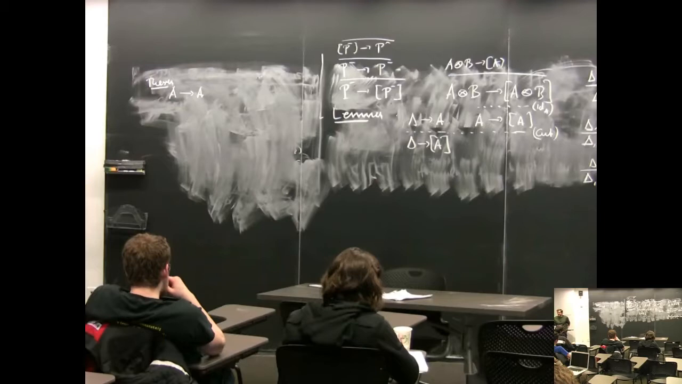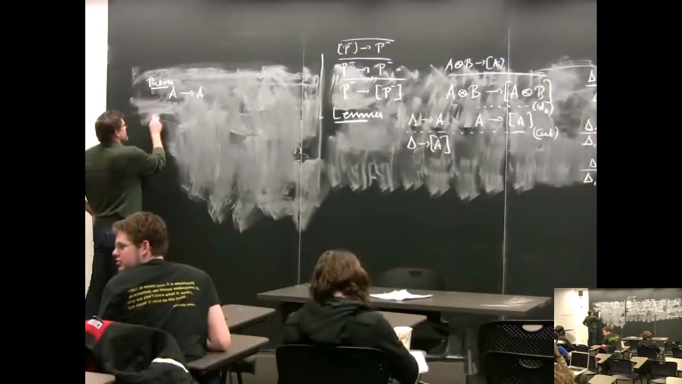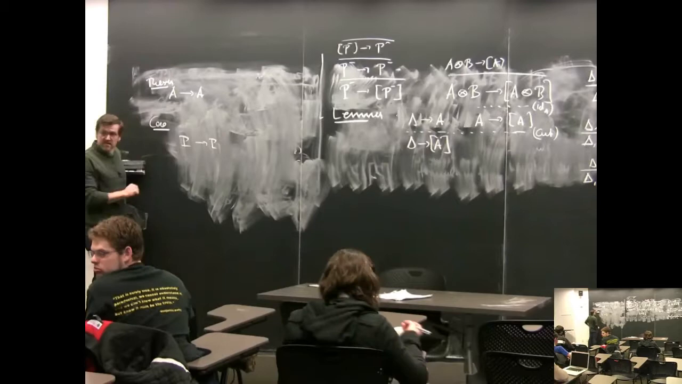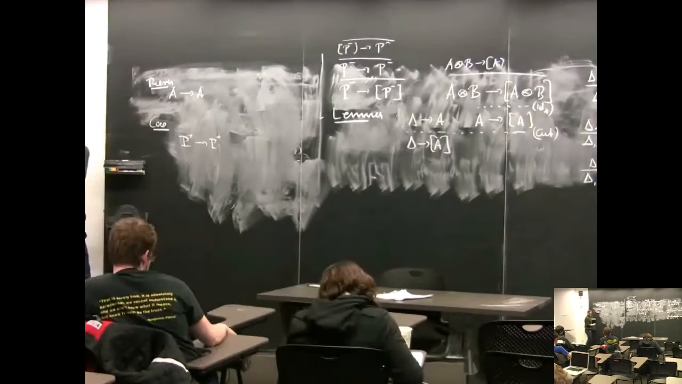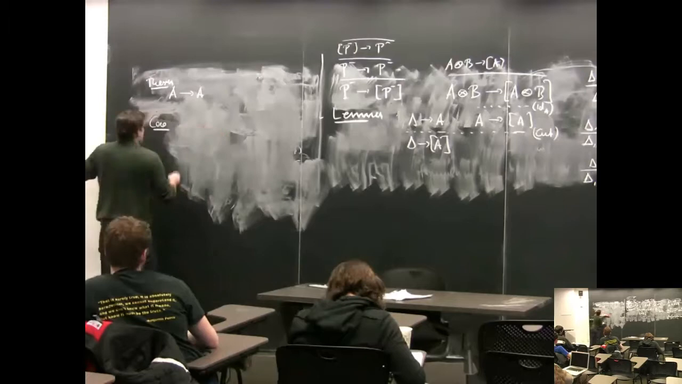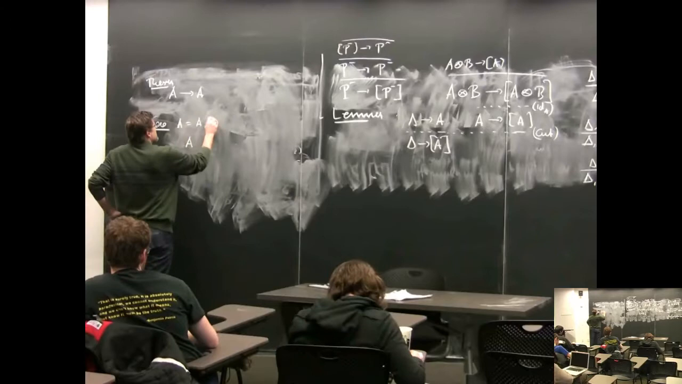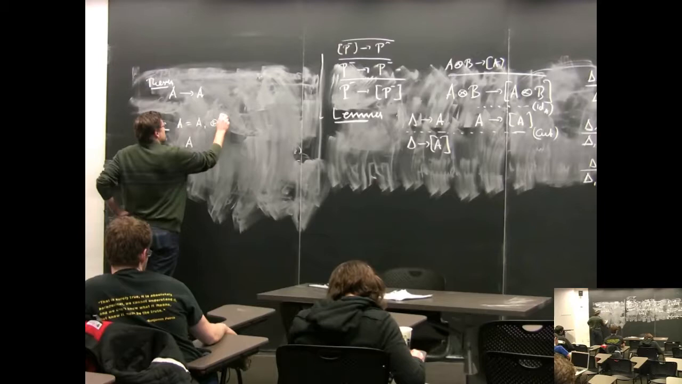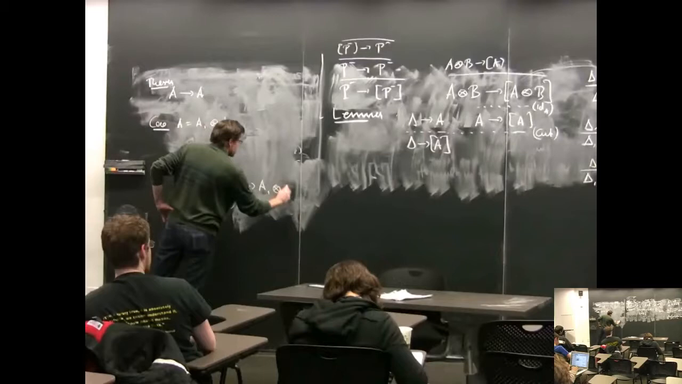So we have to show that, case by case. If it's atomic, we have to show P arrow P. Two subcases: P could be positive or negative. If it's positive, focus on the right. If it's negative, focus on the left. So that case was easy. Now let's say A is A1 tensor A2. What we have to show is that from A1 tensor A2, we can show A1 tensor A2. How do we do that?